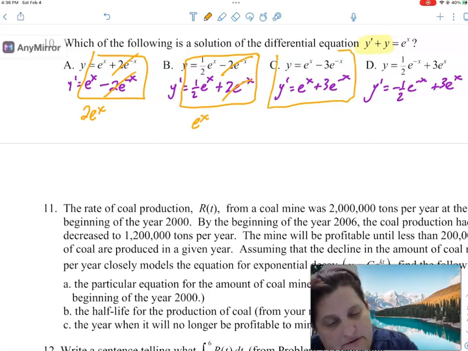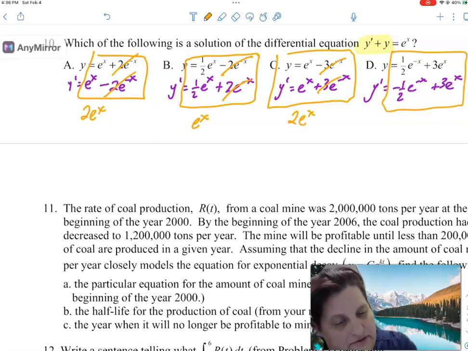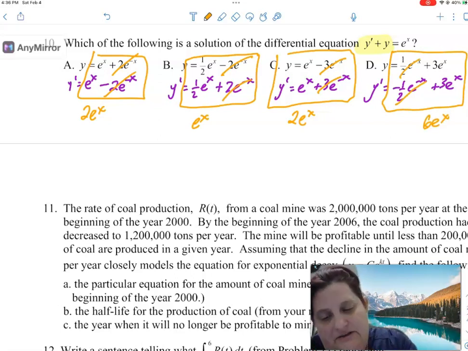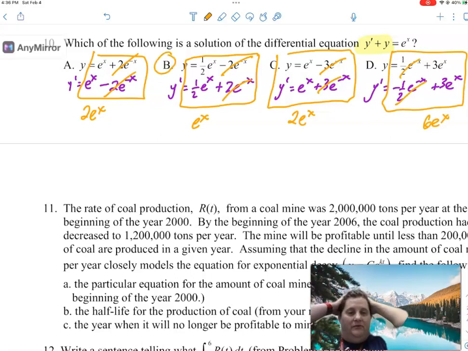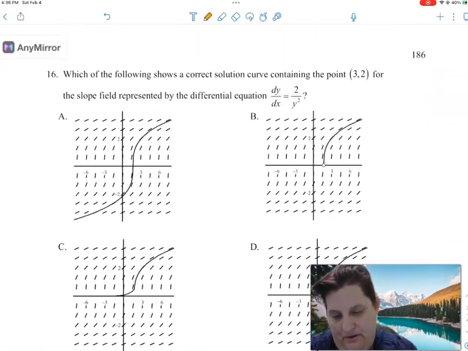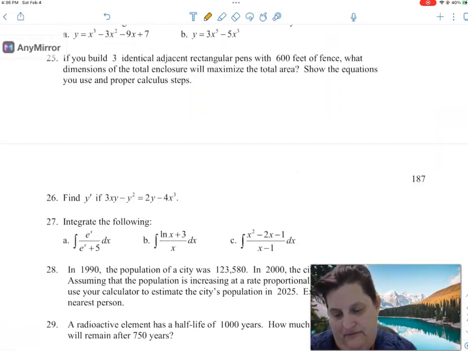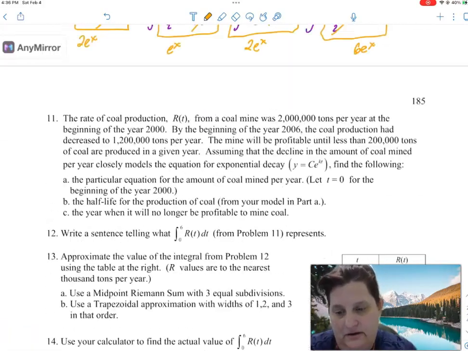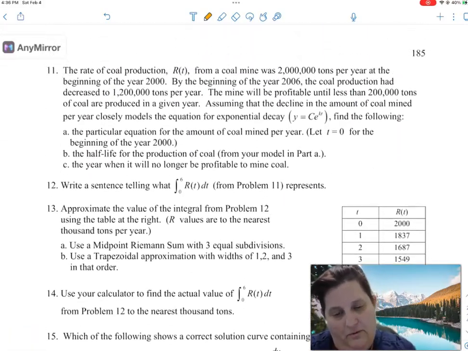Let me add those. Boom, boom. That gives me 2 e to the x. And then let me add those. That actually cancels out, and that gives me 6 e to the x. So it has to be b. So sometimes if we can't solve the differential, we're going to do it like that. Okay? We're on number 10. Let's go a couple more problems.